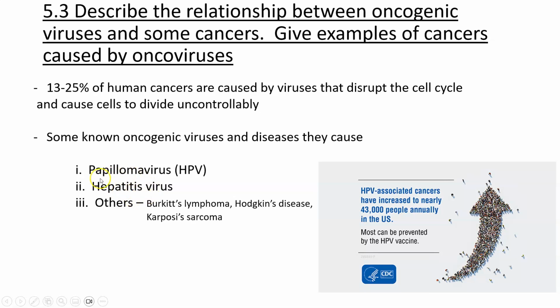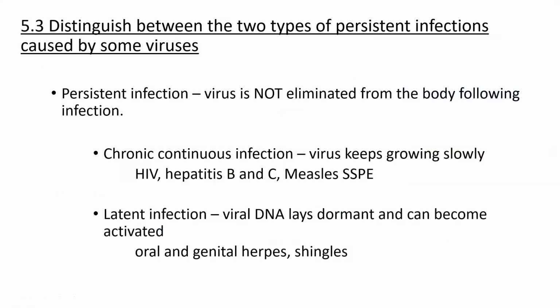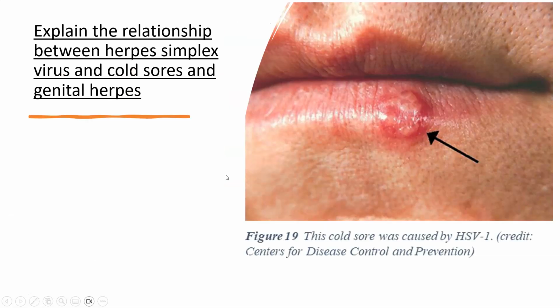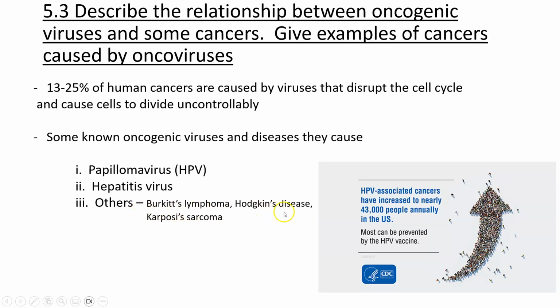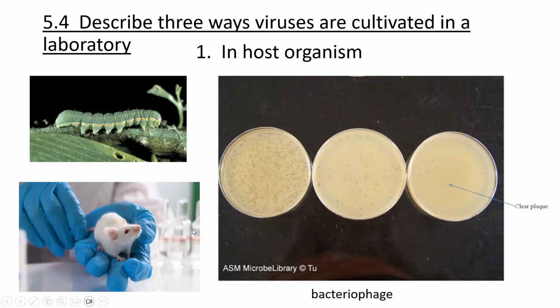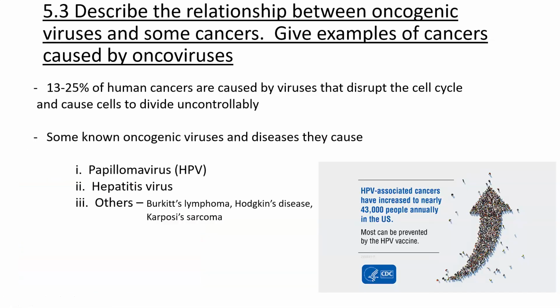Hepatitis virus. Hepatitis, like I said, is inflammation of the liver, and almost all liver cancer is caused by hepatitis virus. When you get a chronic continuous infection with hepatitis B or C, it can lead to liver cancer. There are other ones you might have heard of: Burkitt's lymphoma, Hodgkin's disease, Kaposi sarcoma. All of these are cancers that are caused by viruses, and therefore we call them oncogenic viruses.